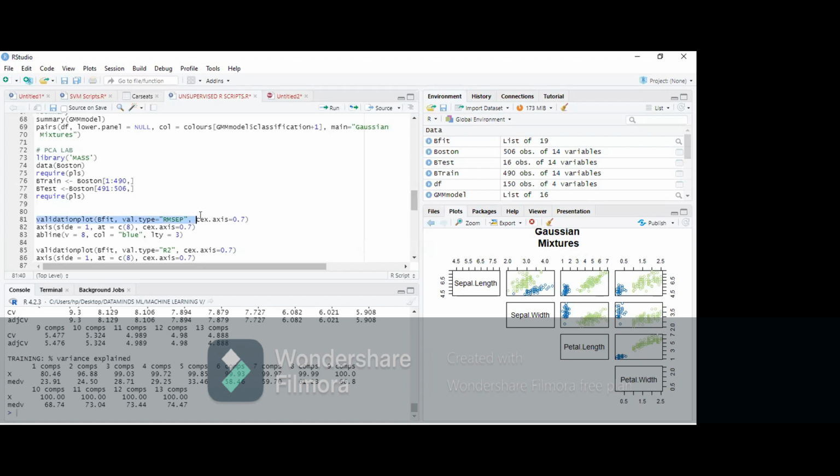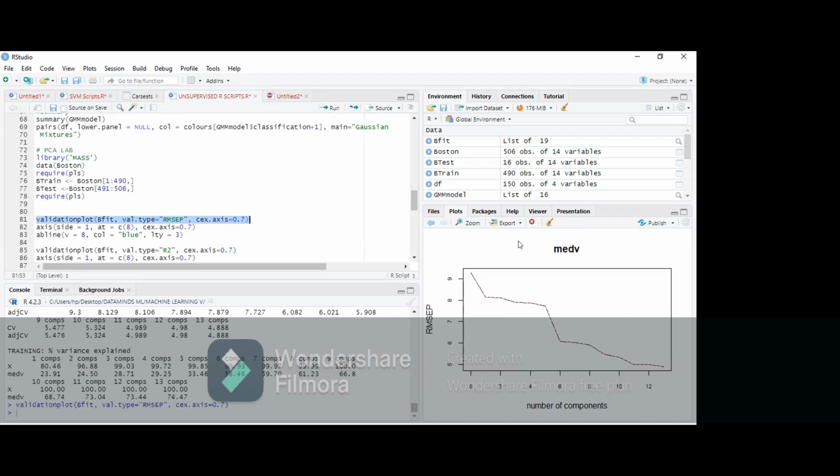Let's go to lines 81. See what line 81 gives us. It's actually telling us, you look at it, you can see that even the component 1, you can see what it gives us, our root mean square error.